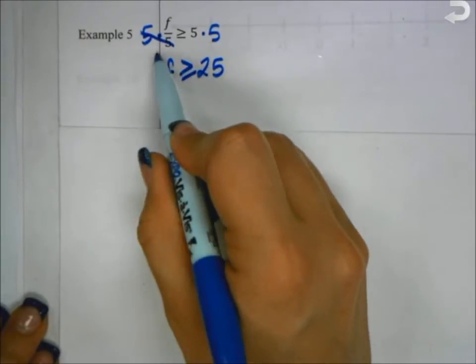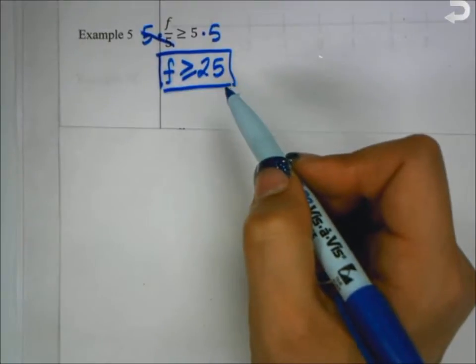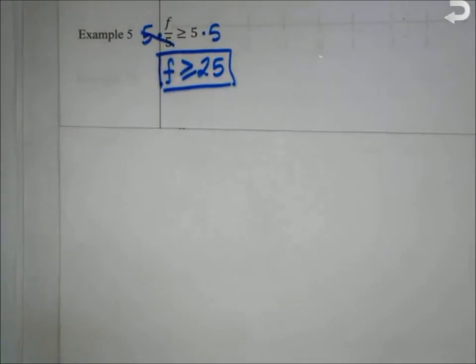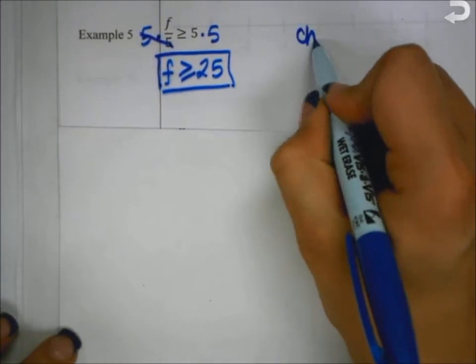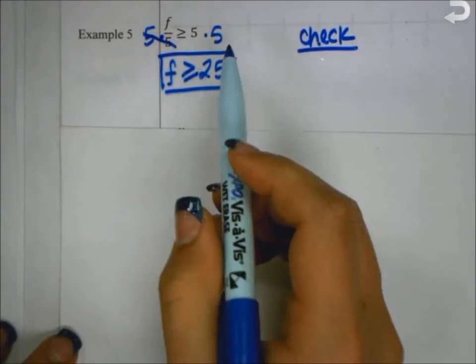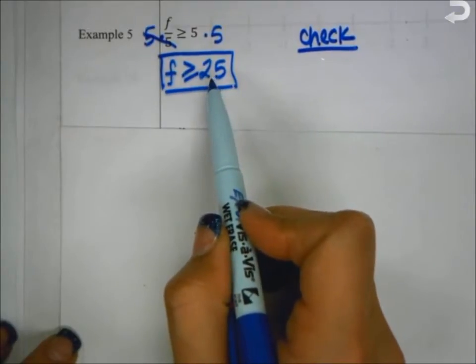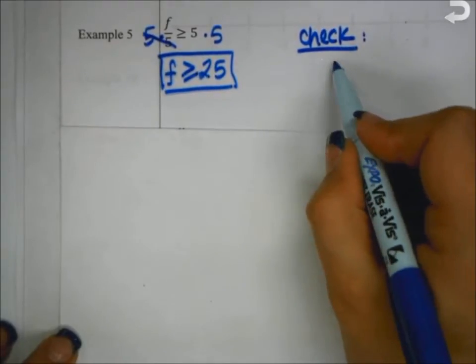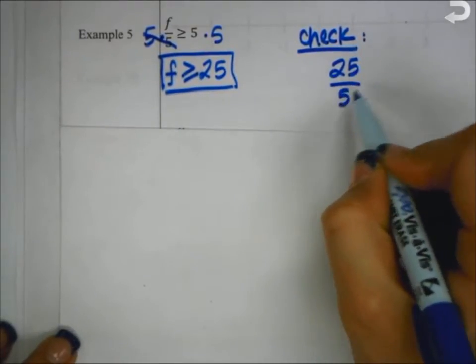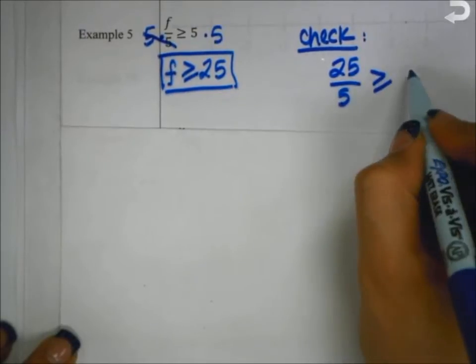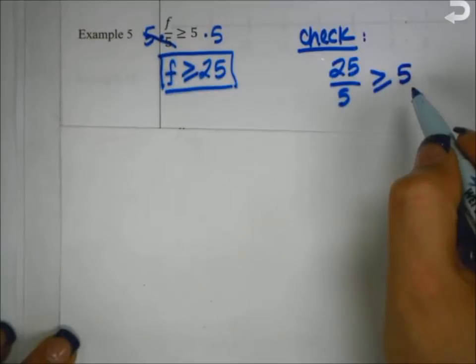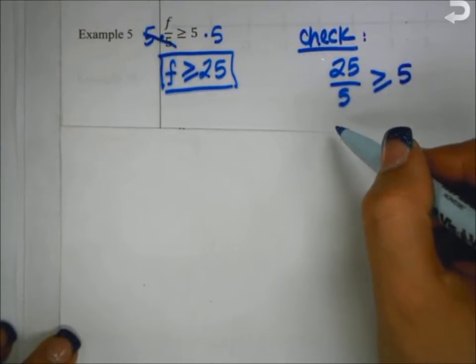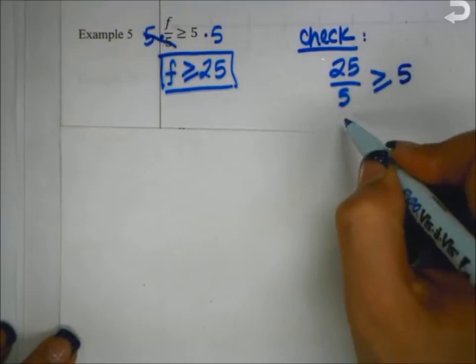So let's check it. Okay, so how can we check this? Let's think about it. Can F equal 25? Yeah, because we're greater than or equal to, so let's plug in 25 for F. So we have 25 divided by 5, greater than or equal to positive 5. What's 25 divided by 5, guys? 5. Greater than or equal to 5. Is that true? Yep. So we have the right answer.